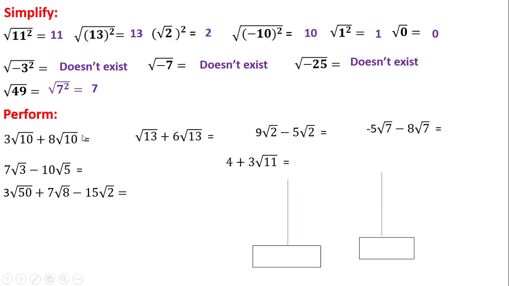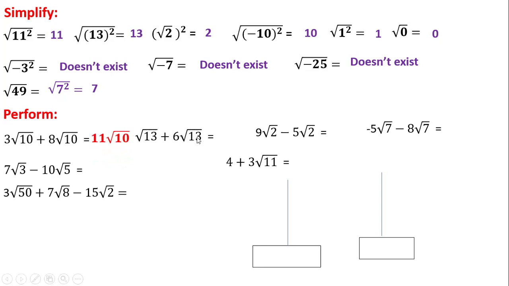Here we have radical 10 and here we have radical 10. We add or subtract the coefficients, as the rule says, and we keep the radicand as it is. Who's the coefficient here? It's a 3. The coefficient here is 8. So 3 plus 8 is 11 and we keep radical 10 as it is. So the answer is 11 radical 10.